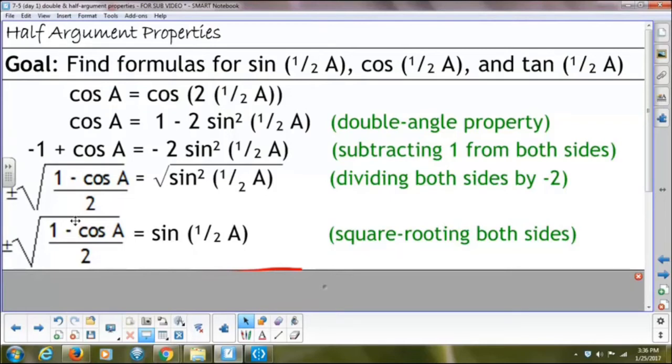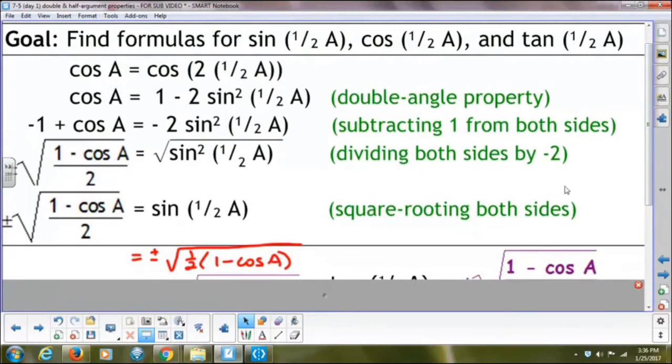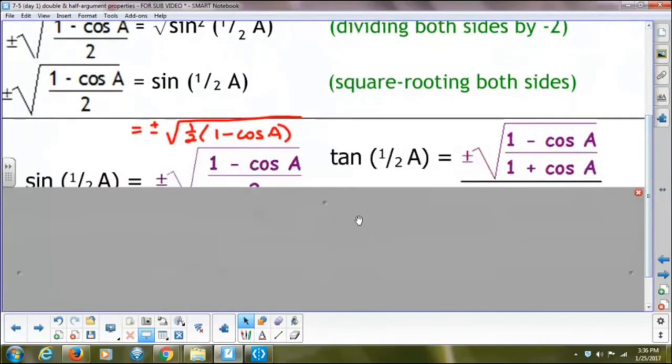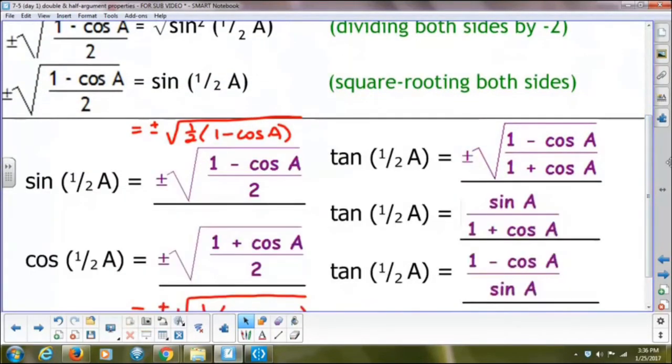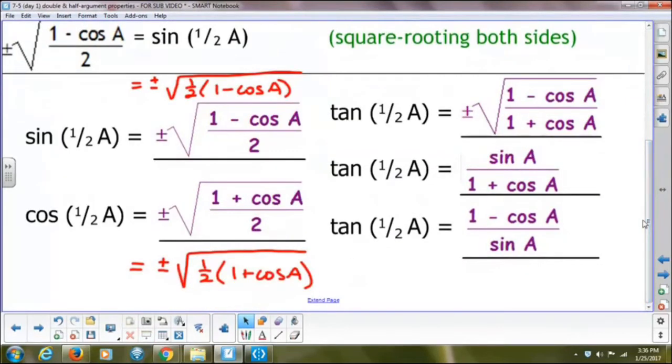Now, the form you guys have on your notes, instead of it being all over 2, it has the 1/2 as a coefficient. Either way is fine, whichever way you're comfortable with. Okay. Now, I'm not going to go through all the derivation of all the other ones, but you guys have all of the half arguments on your paper for sine, cosine, and tangent. And again, here's how on your notes, you have the 1/2 in front, but you could also have all over 2, whatever you're more comfortable with. And notice there are 3 versions of sine, three versions of tangent. You will need to get all those memorized eventually.